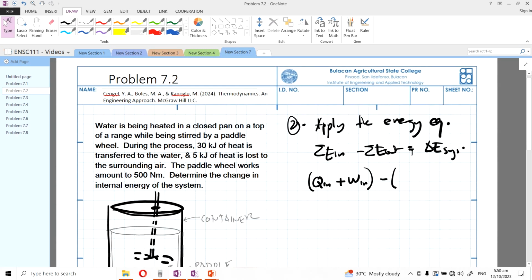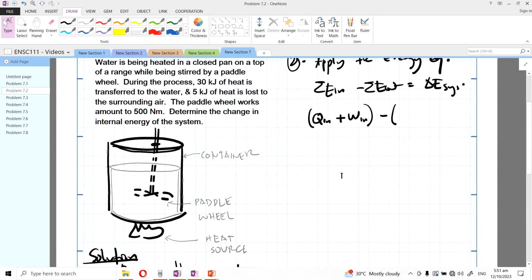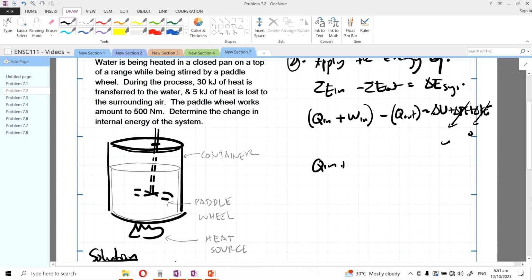Minus the energy that's going out. It's the 5 kilojoules, so Q out, is equal to the change in the energy of the system, delta U plus delta PE plus delta KE, wherein these last two are just 0. So to simplify, we have Q in plus work in minus Q out is equal to delta U.